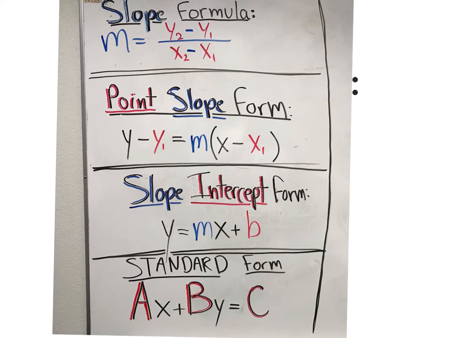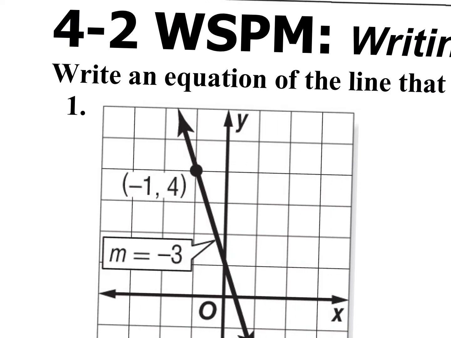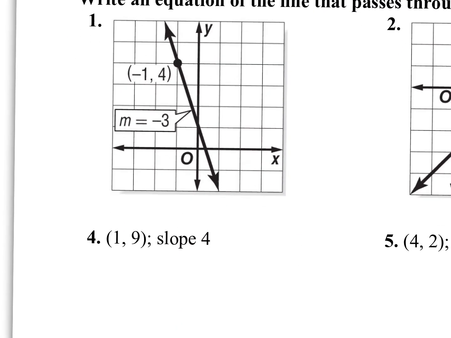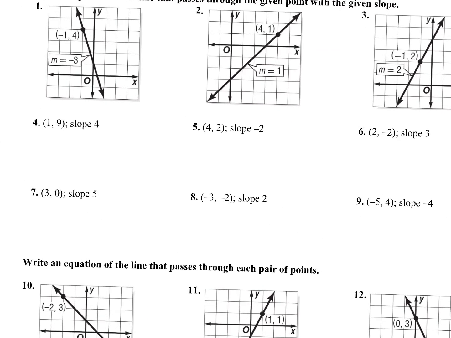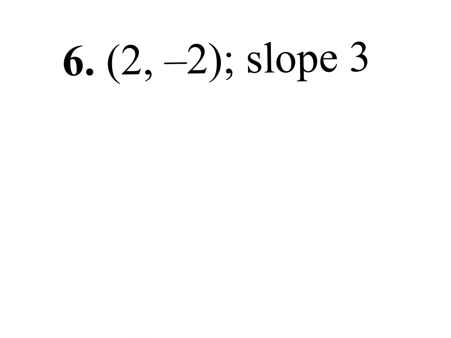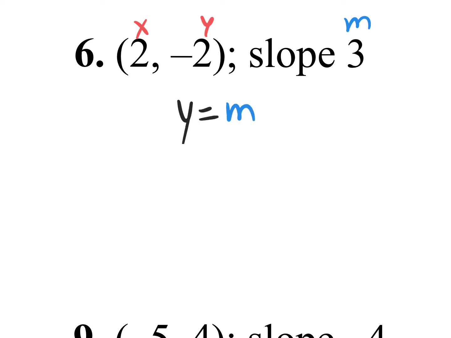So I would like to go to yesterday's worksheet. Yesterday's worksheet is all about slope intercept form, y equals mx plus b. They wanted you to write an equation of the line and practice using slope intercept form. So pick one, 4 through 9. Number 6. We already did most, actually all of these yesterday, but I want to compare slope intercept form with point slope form. What you were supposed to do yesterday was to write x, y, and understand that this is an m, and use y equals mx plus b.